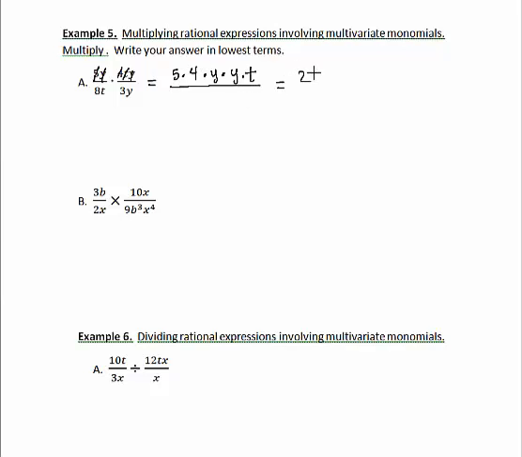5 times 4 is 20. Y times y is y squared. And now for the bottom, we can place the 8 and the 3 side by side. And then there's a t and there's a y. 8 times 3 gives us 24.